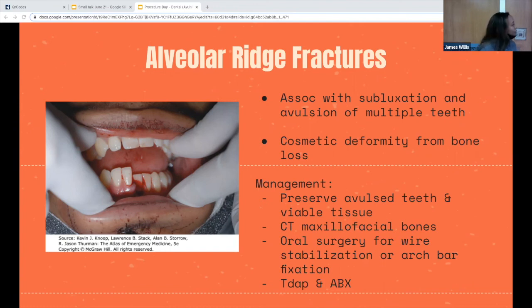In terms of outcomes for these patients, they can have a lot of cosmetic deformities because they can lose a lot of the bone. So we really need to work on preserving any viable tissue that they have and making sure that they have a good follow-up. And just something to remember, alveolar ridge fractures can also happen in edentulous patients. So any patients with dental trauma, if they come in and they don't have teeth, it's still important to assess them for possible fractures.